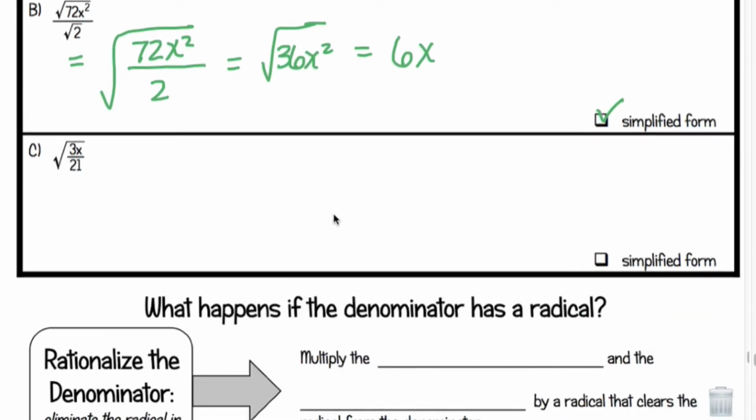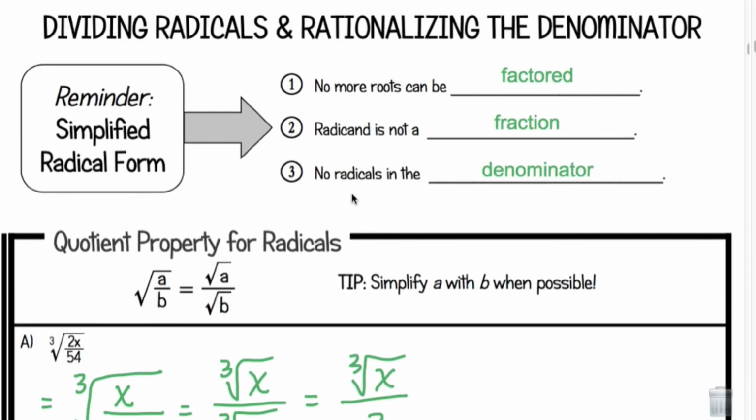Letter C, I can see that it's already in as 1 radical, so I can go ahead and simplify. And I know that it'll be x over 7. And then I can rewrite it like this, the other form. And normally I would end. However, we know that we cannot have a radical in the denominator.